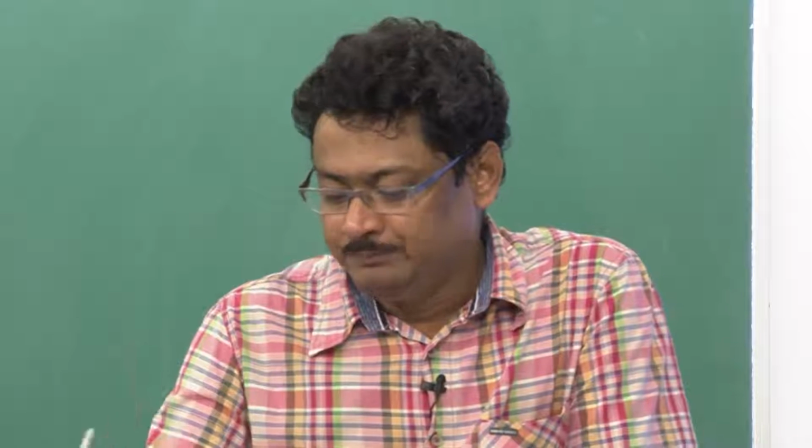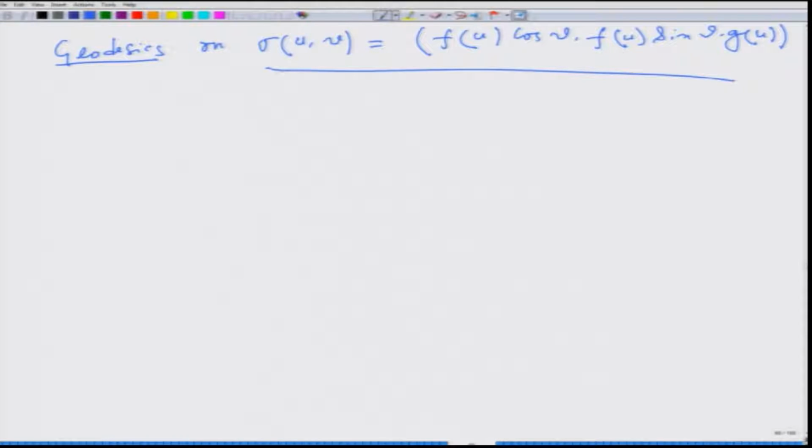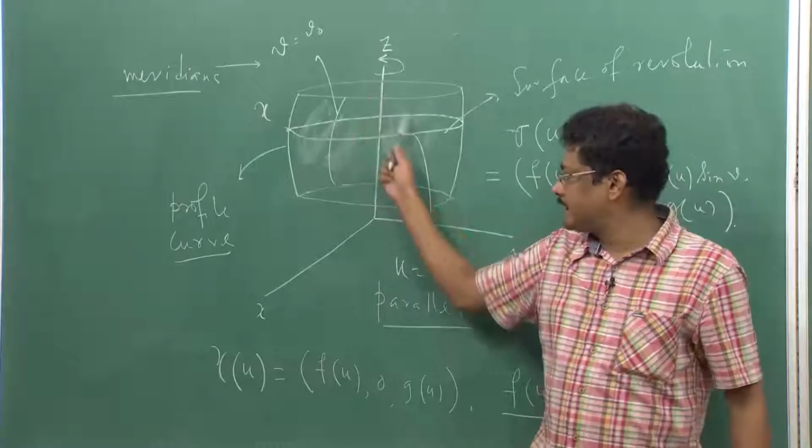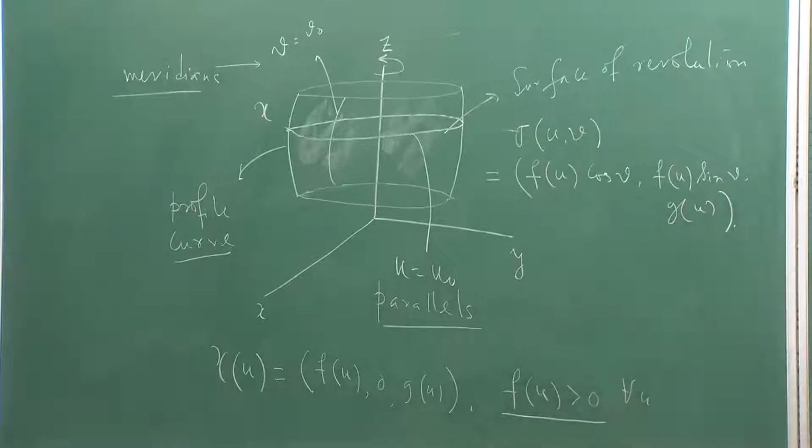Okay, let us continue. Our aim is to find geodesics on a surface of revolution, which is parameterized by sigma(u, v) = (f(u) cos v, f(u) sin v, g(u)). And what are the assumptions? We assume that f(u) is greater than 0, so that the curve does not intersect the z axis.